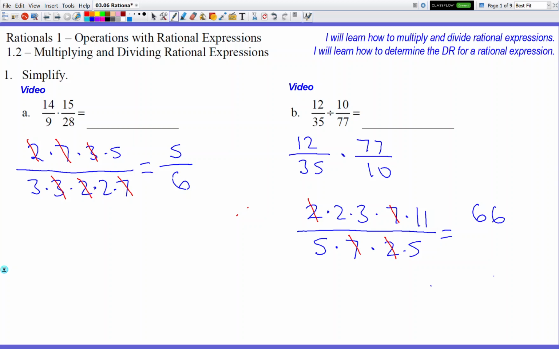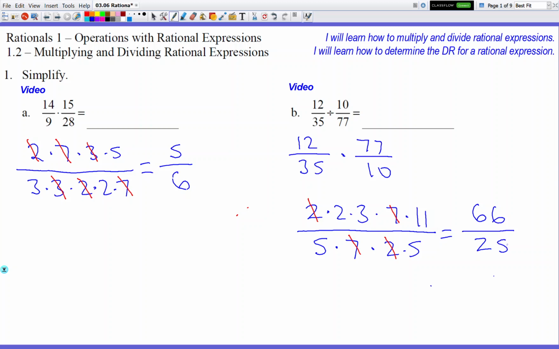And because these numbers are smaller, they're a little more easy to manage. Imagine if you had to go 12 times 77, 35 times 10, and then simplify the fraction when the numbers are that big. Yeah, you can do it, but I don't think you're going to enjoy that journey. So it's much easier this way. So the bottom is going to become 25.